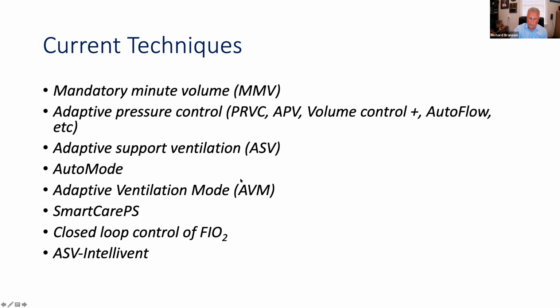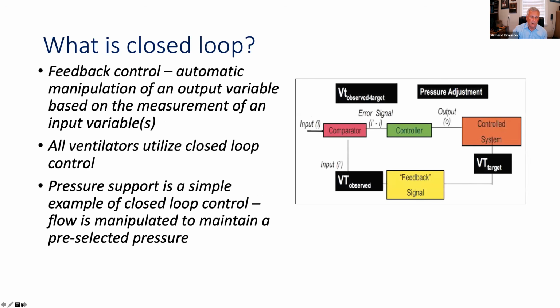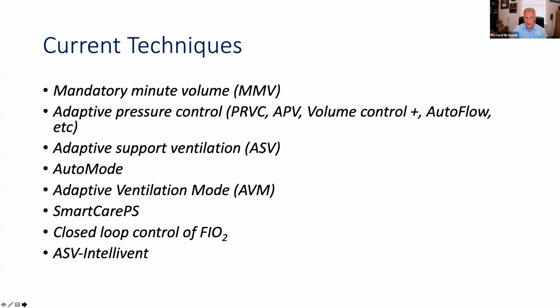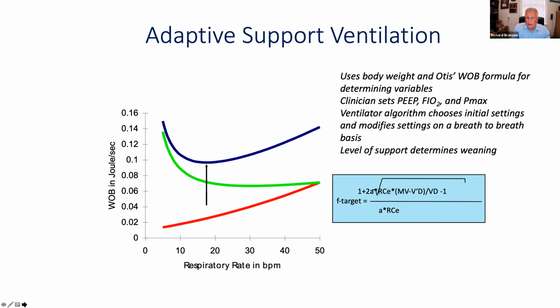The adaptive ventilation mode is newer out of the IMT group, and now with the new Bella Vista ventilator. Dräger introduced SmartCare PS a number of years ago. We are looking at closed loop control of inspired oxygen, and there's IntelliVent, which is ASV that includes PEEP and FiO2 control. So let's talk a little bit about these.